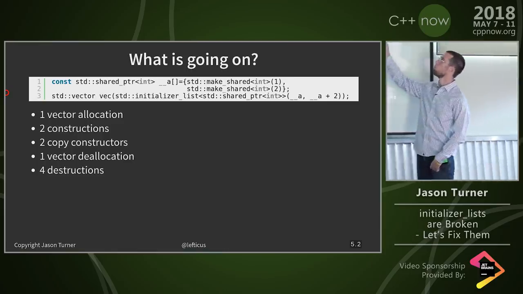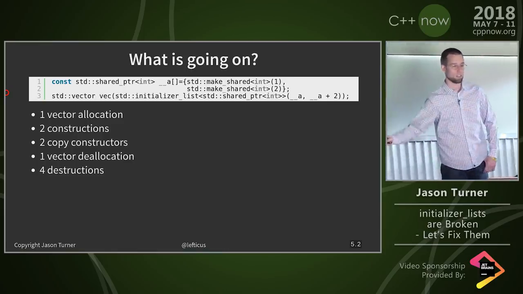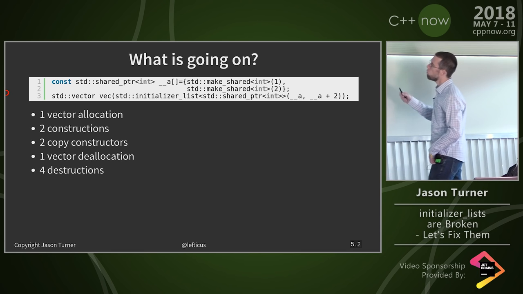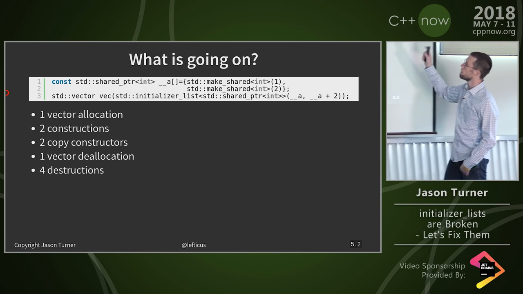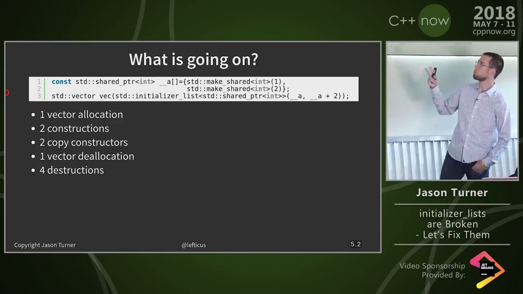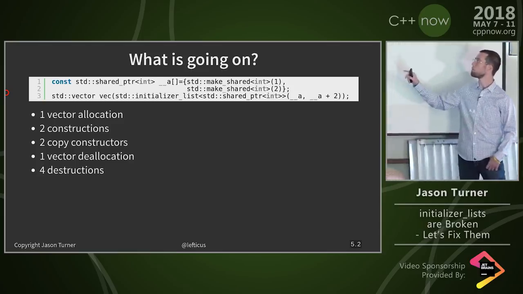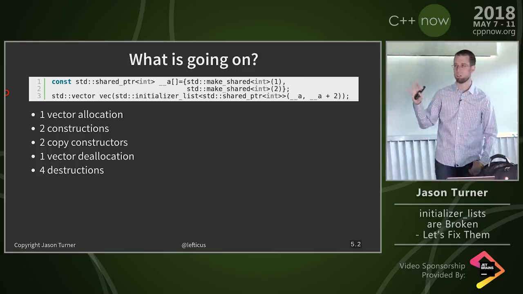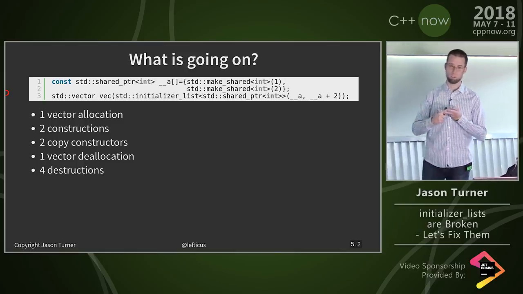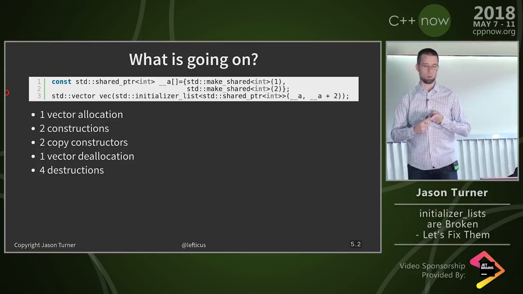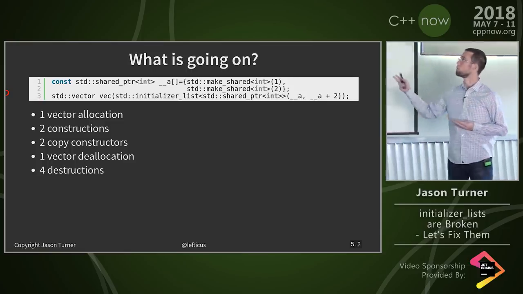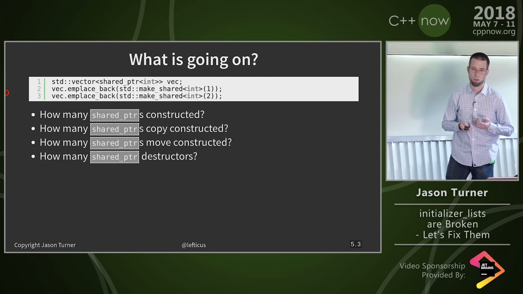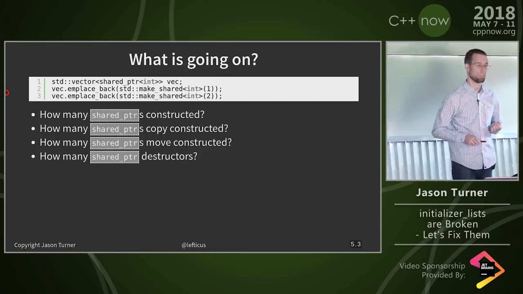In this particular example, we've got our initializer list. I didn't show the sugared code, I'm only showing the desugared code. So we've got one vector allocation because it knows the size of this thing up front, two shared pointers being constructed, two shared pointers being copy constructed into the vector, then the vector being deallocated when the scope exits, and four destructors ultimately being called because you had the two shared pointers that were in the array and then the two shared pointers that were copied into the vector. Okay, so let's compare this to the in place back versions.